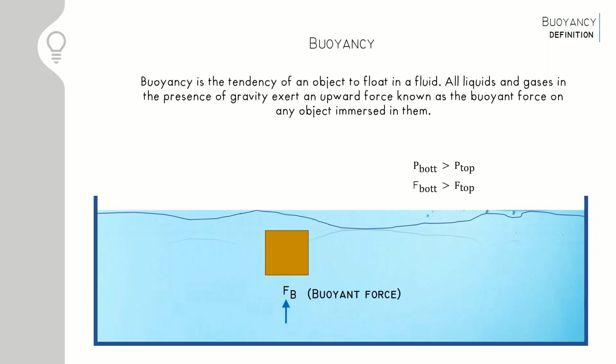And this is something that Archimedes noticed. He postulated that the amount of upward force that the submerged object felt is actually equal to the weight of fluid that object displaces. And this is the Archimedes principle.